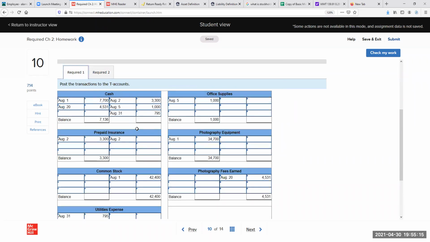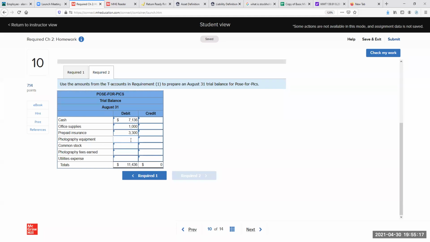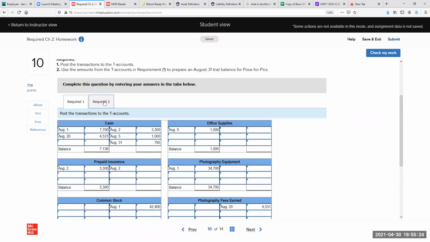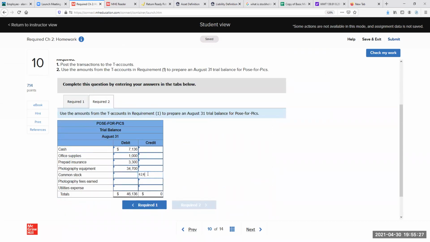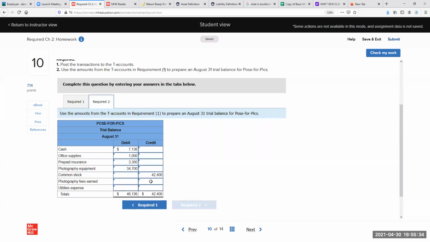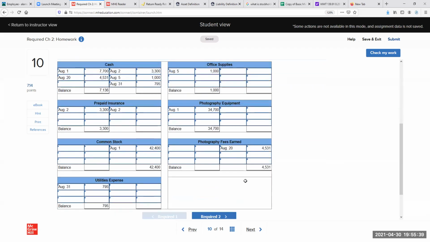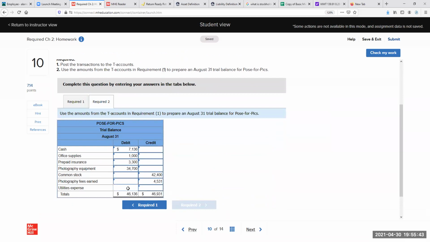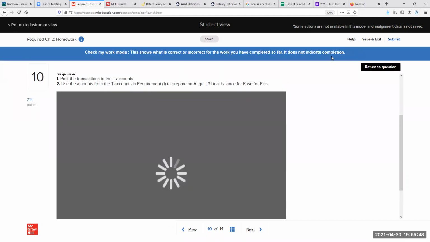If photography equipment is $34,700, common stock, how much is the common stock? $42,400. What side does it go on? How much was the photography fees earned? And what's your utilities expense? $795. Now we need to balance, or we have a mistake somewhere. We balance. So let's check our work.